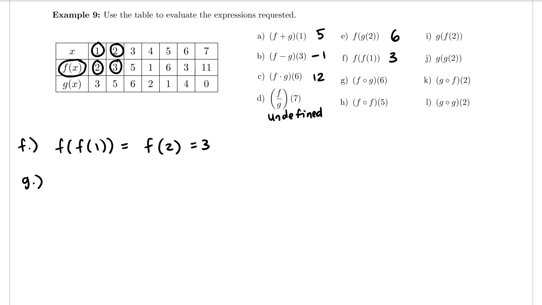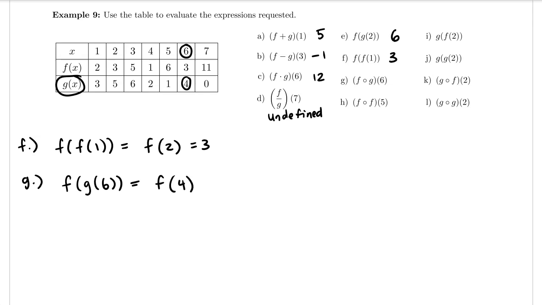Moving on to part G, we have f composed with g of 6, which is the same thing as f of g of 6. So let's find x equals 6, which is here. If I plug that into my g function, my output ends up equaling 4. So this is equal to f of 4. And then now I'm going to find x equals 4. If I plug that into my f function, my output is 1. So the final answer for part G is 1.